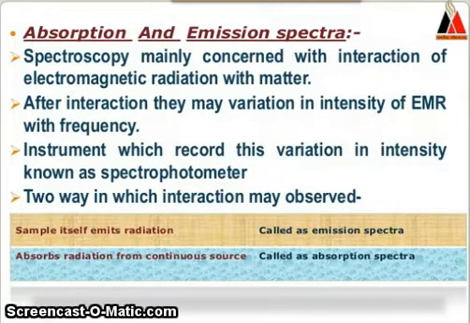Now friends, absorption and emission spectra. Spectroscopy is mainly concerned with the interaction of electromagnetic radiation with matter. After interaction, there may be variation in intensity of EMR with frequency. The instrument which records this variation in intensity is known as a spectrophotometer. In one way the interaction may occur is that the sample itself emits radiation, called emission spectra. Absorbing radiation from a continuous source is called absorption spectra.